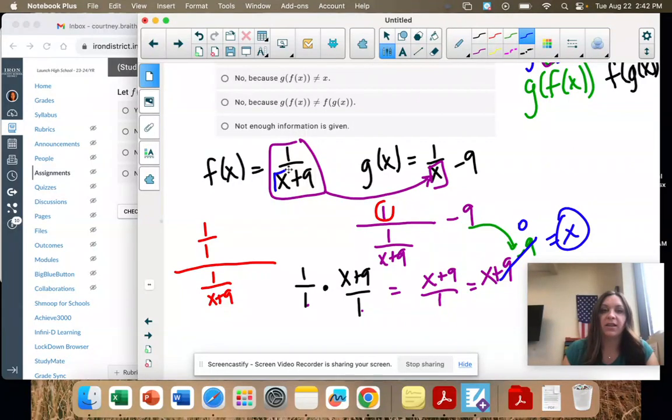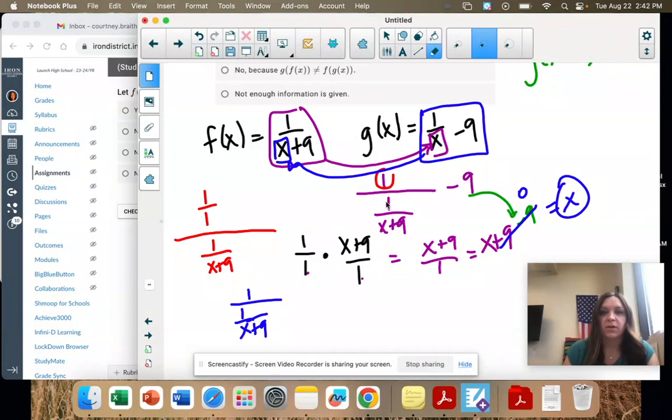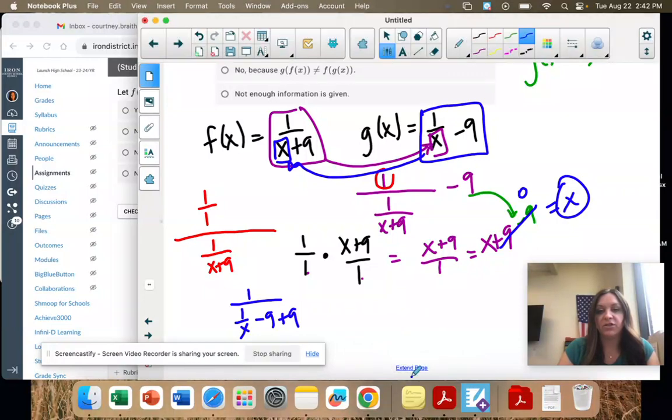So now we're going to go the other way. Now I'm going to take the x in f of x and replace that with the whole function g of x. So that x plus 9, now I have 1 over x plus 9. Oh, hold on. I was writing it correctly. Minus 9, and then here's this plus 9. So we need to simplify that and see if we get just x.